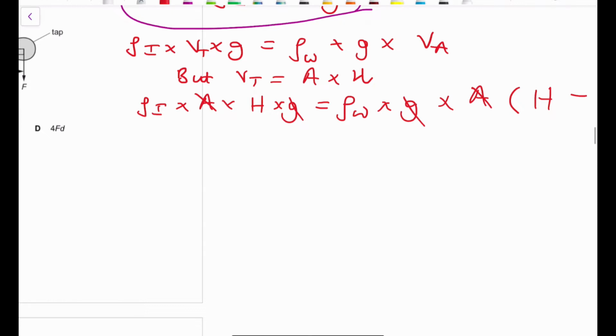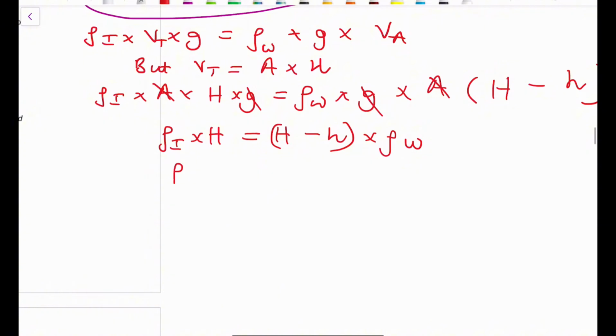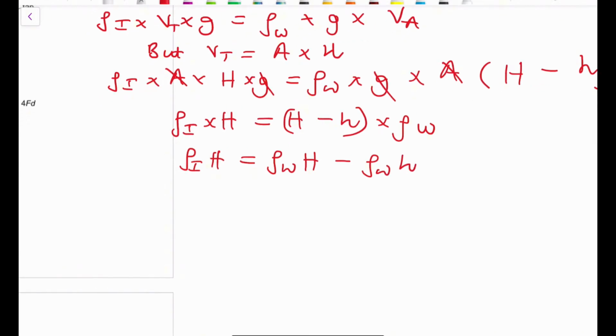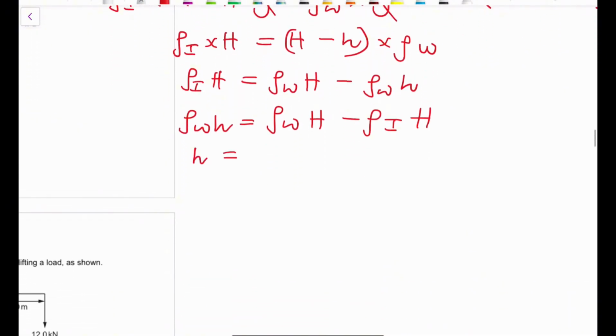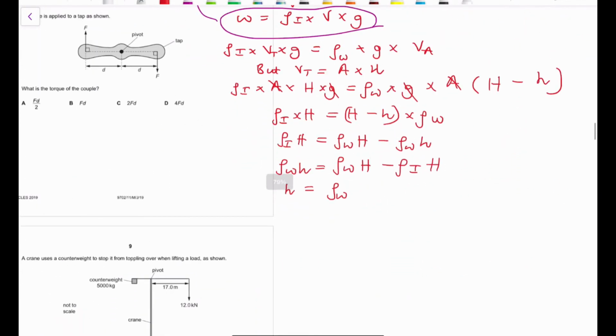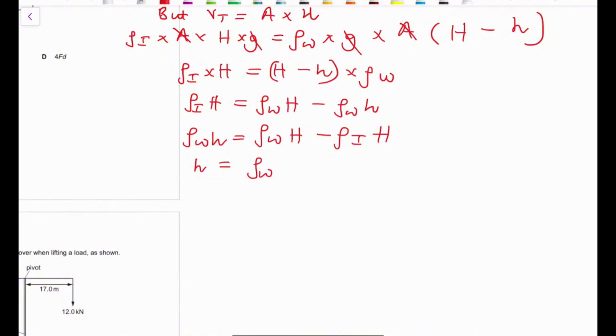And you're going to be left with rho I times H equal to (H minus the small h) times the density of the water. So rho I H is equivalent to rho W H minus rho W h. You put that on the other side, and we're left with rho W h equals rho W H minus rho I H. Then we can divide to find h, which is going to be rho W minus rho I over rho W, times H.